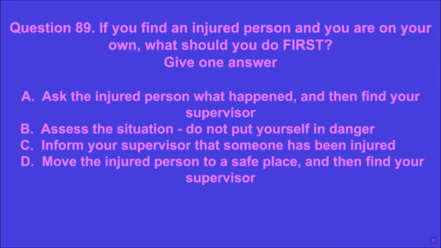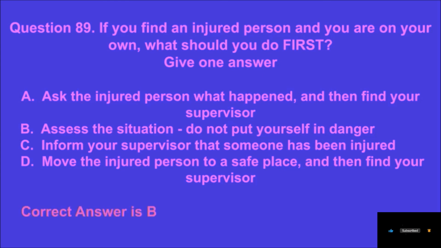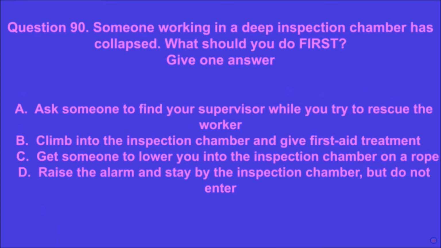Question 89. If you find an injured person and you are on your own, what should you do first? Give 1 answer. A. Ask the injured person what happened, and then find your supervisor. B. Assess the situation, do not put yourself in danger. C. Inform your supervisor that someone has been injured. D. Move the injured person to a safe place, and then find your supervisor. Correct answer is B.